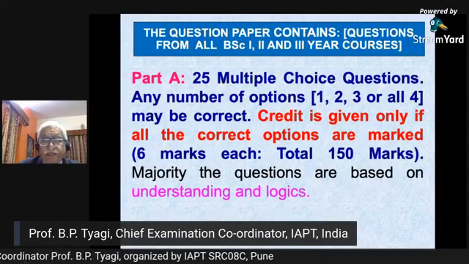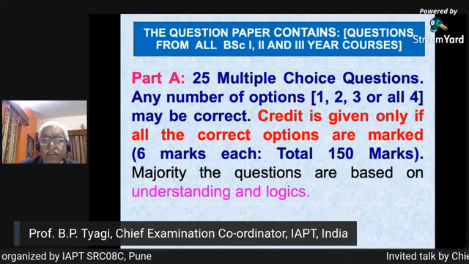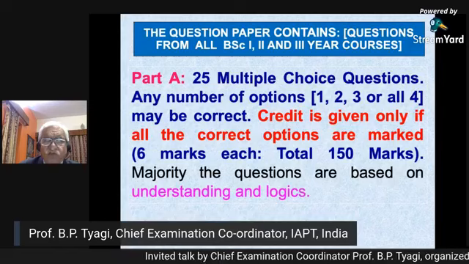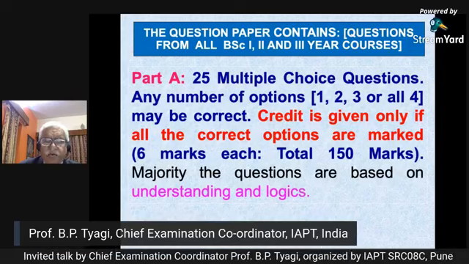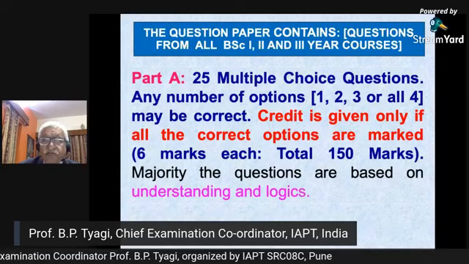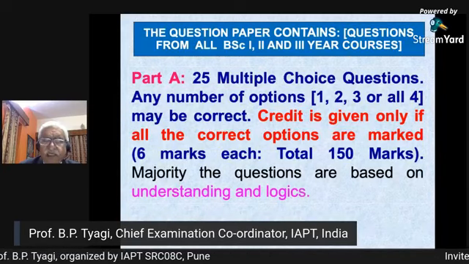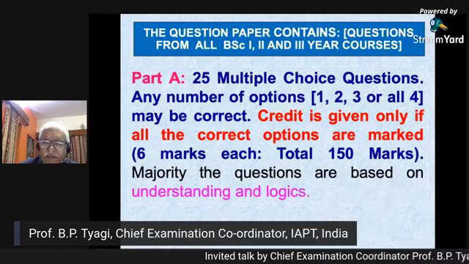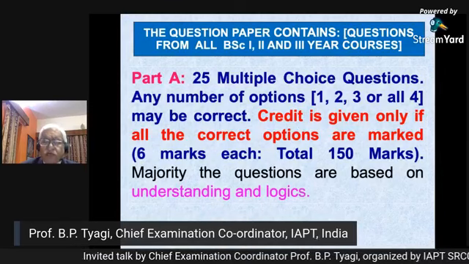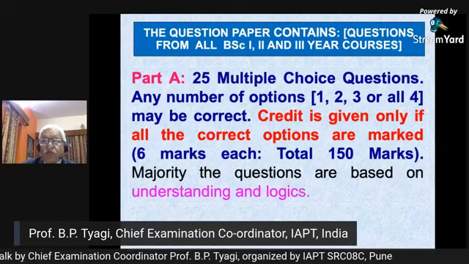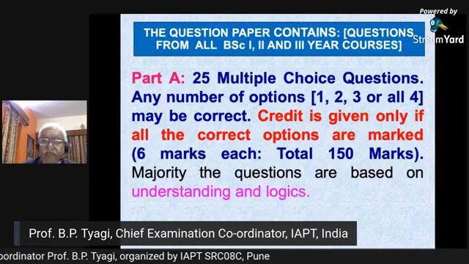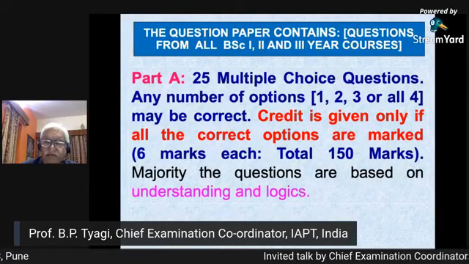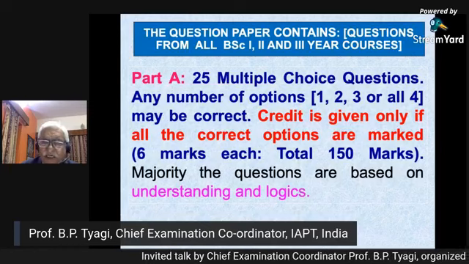The question paper contains questions from all BSc first year, second year, and third year courses. The question paper itself consists of two parts, part A and part B. Part A consists of 25 multiple choice questions, with any number of options, 1, 2, 3, or all 4, may be correct. Credit is given only if all the correct options are marked. Suppose in one question A, B, and C are correct, and a student marks only A and B, then he doesn't get any marks. He will get the marks only if all the correct options are chosen.